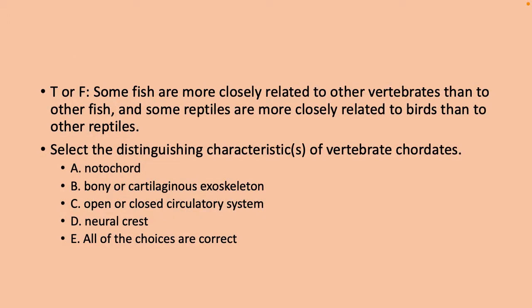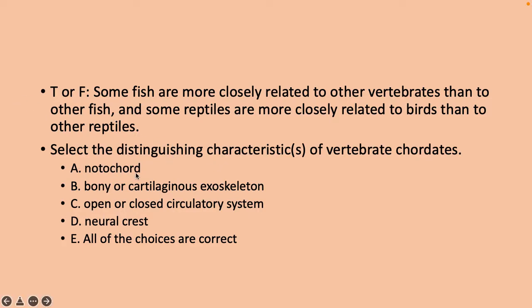True or false? Some fish are more closely related to other vertebrates. That is true. Select the distinguishing characteristics of vertebrate chordates. Do they have an open circulatory system? They're closed. It's an exoskeleton. No, they don't have it. It's D, the neural crest. Bony or cartilaginous. So it says distinguishing characteristics.